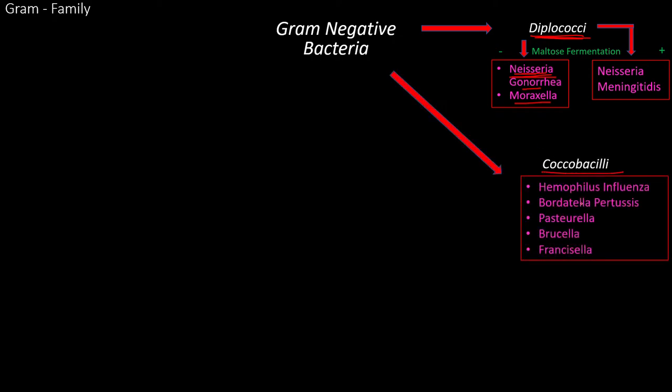Coccobacilli. This one, you're just going to have to memorize these names. It's a lot of the things you might have heard of: Haemophilus influenzae, Bordetella, Pasteurella, Brucella, Francisella. The way I remember it is Felis and his four sisters, Ellas. Okay? Haemophilus and then his sisters, Bordetella, Brucella, Pasteurella, and Francisella. His four sisters are all named different variations of Ella, and his name is Felis. This is how I remember coccobacilli. Okay?